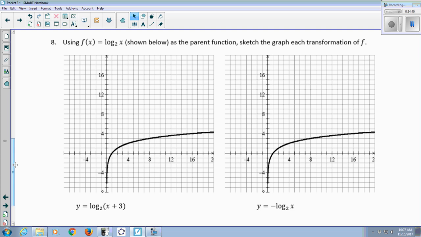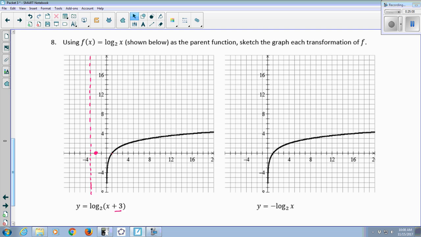So log base 2 of x plus 3. This plus 3 is inside the parentheses with the x, so that indicates a shift to the left 3 units. So I'm going to pick some key points here and move them each left 3 units. So there's 1, go left 3, 1, 2, 3, and you land here. And then my asymptote was the y-axis. I'm going to move that left 3 and draw in a new asymptote.